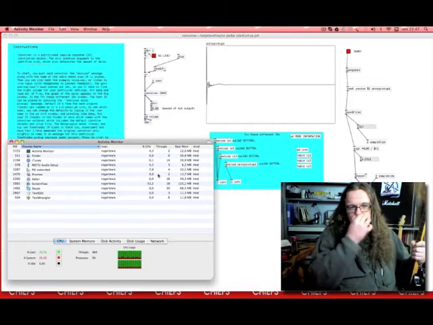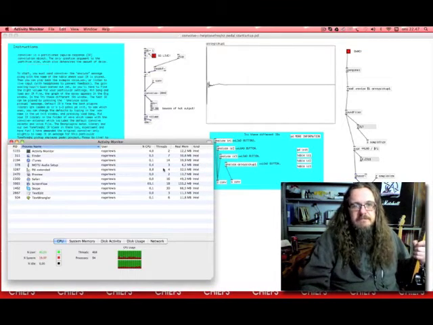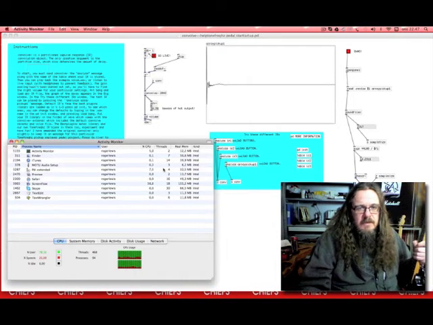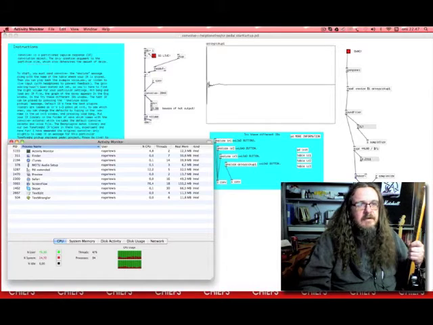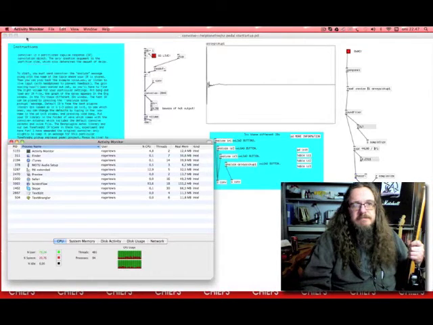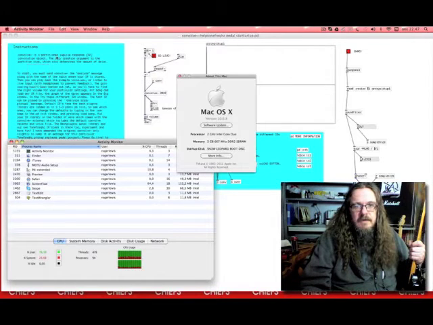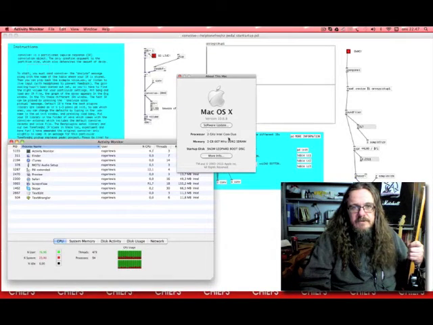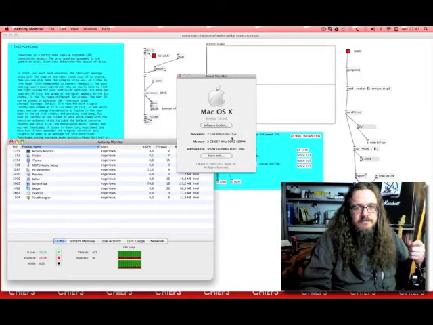It doesn't really go over 10%. So that's pretty good, really. Let's have a look. It's 10%, and what have we got here about this Mac? This Mac has got a 2 gigahertz Core Duo processor. Okay. So 10% of that is 200 gigahertz, isn't it?